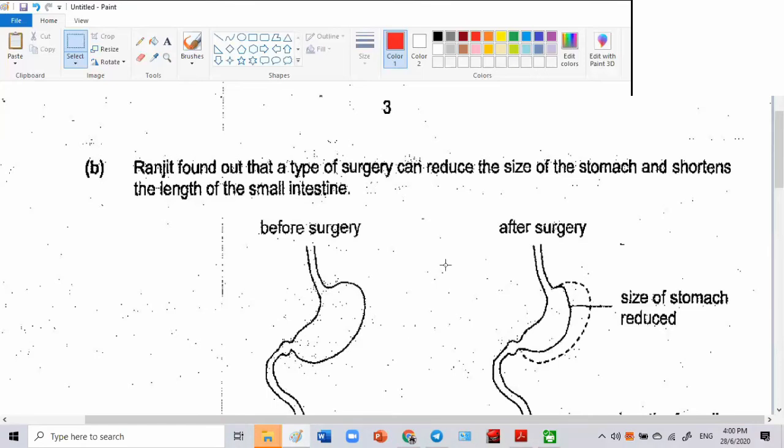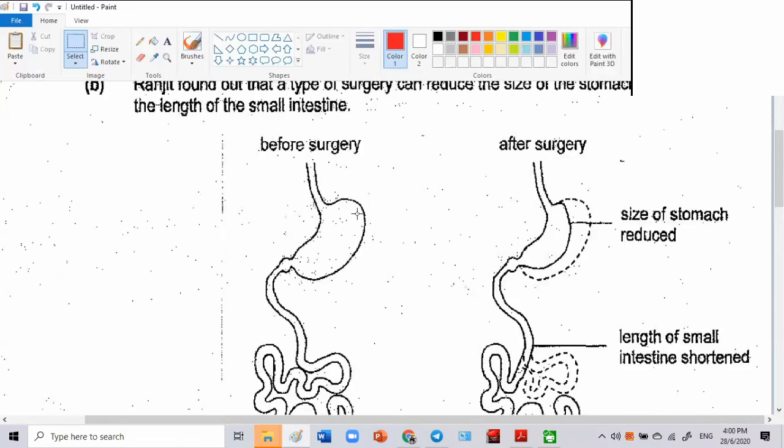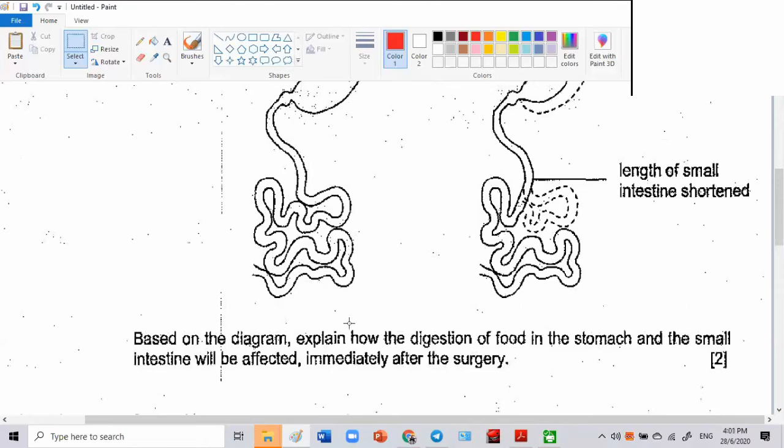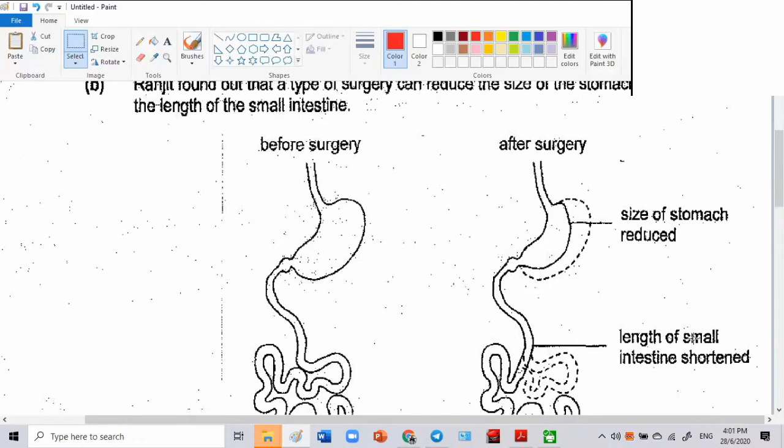So, Ranjit found that the type of surgery can reduce the size of the stomach and shorten the length of the intestine. Again, normally you don't go and play around with the stomach. This one is easier, cut the tube. Okay, so based on the diagram only, not your knowledge, explain how digestion of food in the stomach and small intestine would be affected immediately after the surgery.